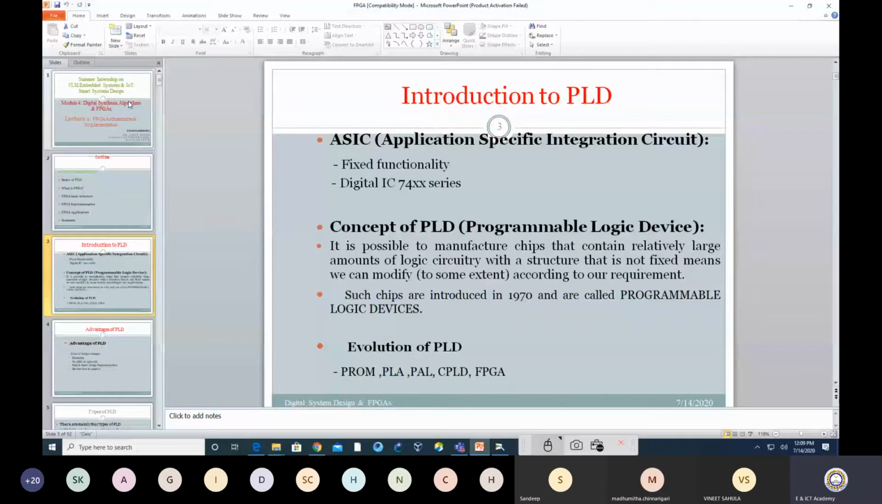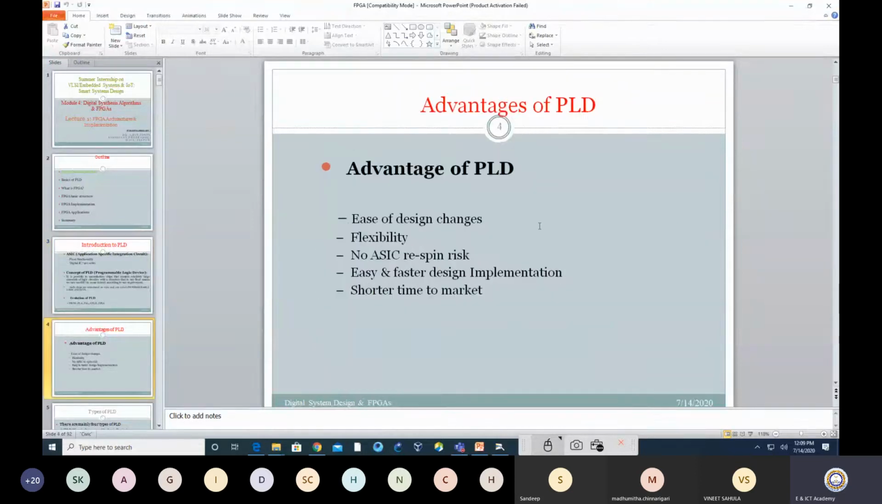Such kind of chips have been in the market since 1970, the PLDs. Now what are those families? PROM, PLA, PAL, CPLD, and the most popular one is the last one, FPGA. Now what is the advantage of the PLD? Why are PLDs more popular?